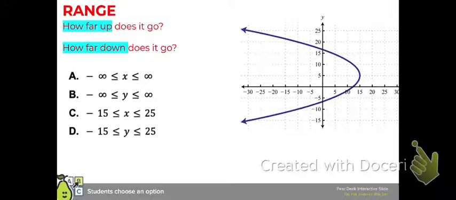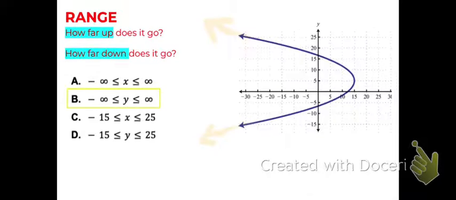How about this one? What is the range? Range is the y's. How far up does it go? How far down does it go? The answer is not D. The answer is B. Remember, this graph is just showing us one glimpse at it, but this has an arrow.